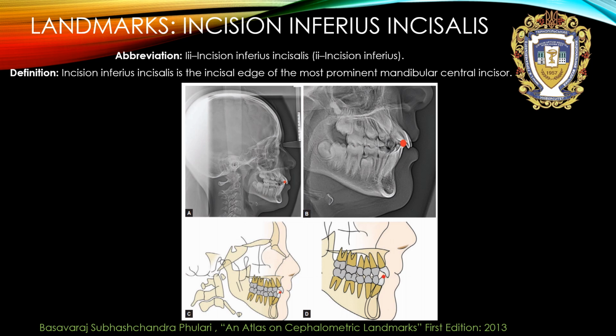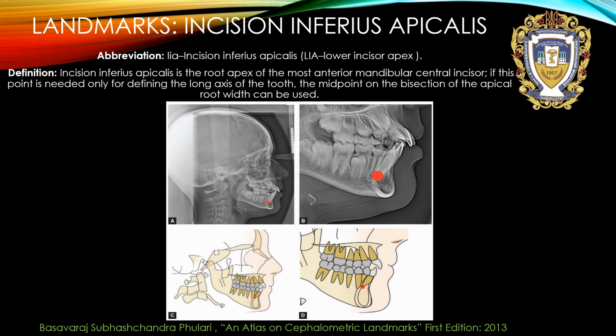Incision inferius incisalis is the incisal edge of the most prominent mandibular central incisor. Incision inferius apicalis, apex of lower central incisor, is the root apex of the most anterior mandibular central incisor. If this point is needed only for defining the long axis of the tooth, the midpoint of the bisection of the apical root width can be used.